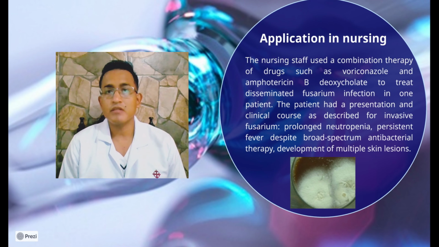Application in nursing. The nursing staff use a combination therapy of drugs such as voriconazole and amphotericin B deoxycholate to treat disseminated fusariosis infection in one patient. The patient had a presentation and clinical course as described for invasive fusarium: prolonged neutropenia, persistent fever despite broad-spectrum antibacterial therapy, and development of multiple skin lesions.